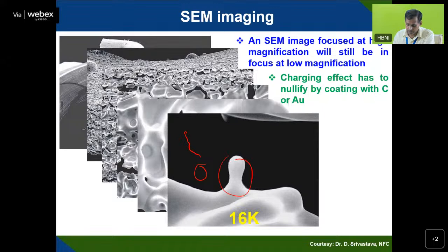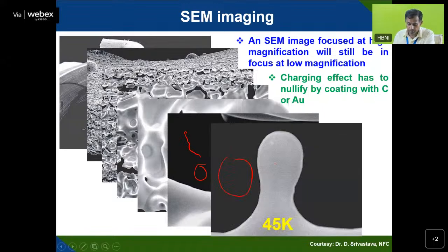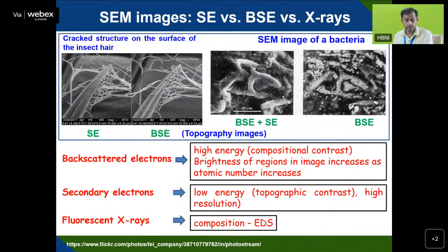At 16x you will be able to see this one, whereas at 45x you will be able to see a much larger and sharper image for SEM analysis. So if you go for SEM imaging, we are using two types of electrons. One is the secondary electron, and the other is the backscatter electron. And then we are also dealing with X-rays.